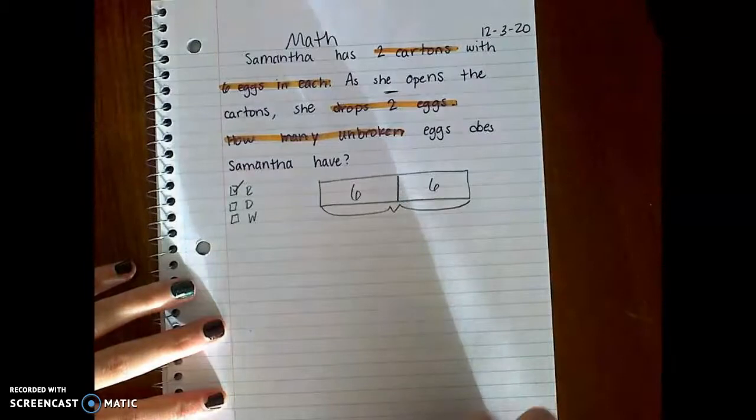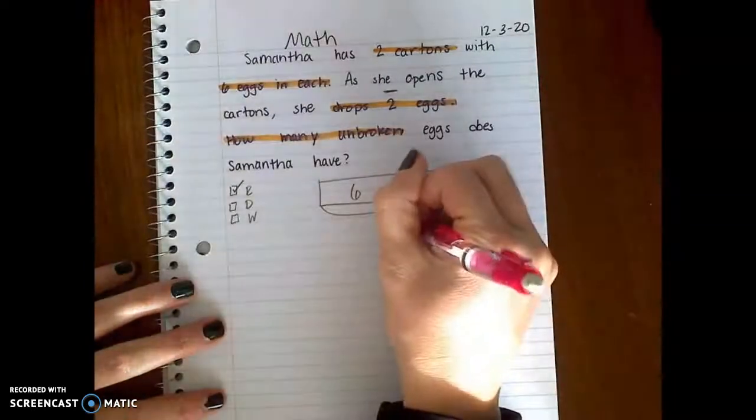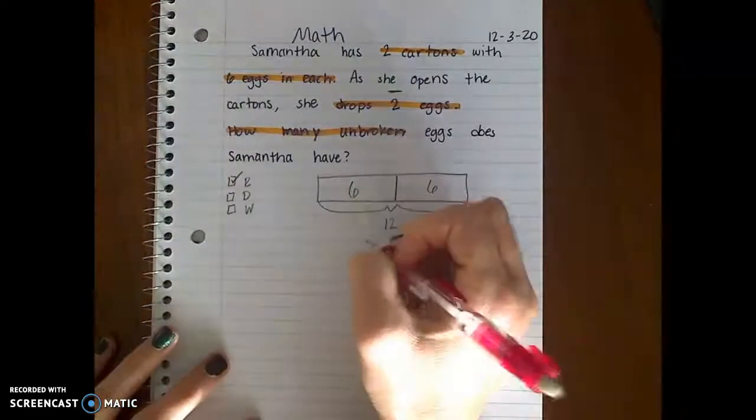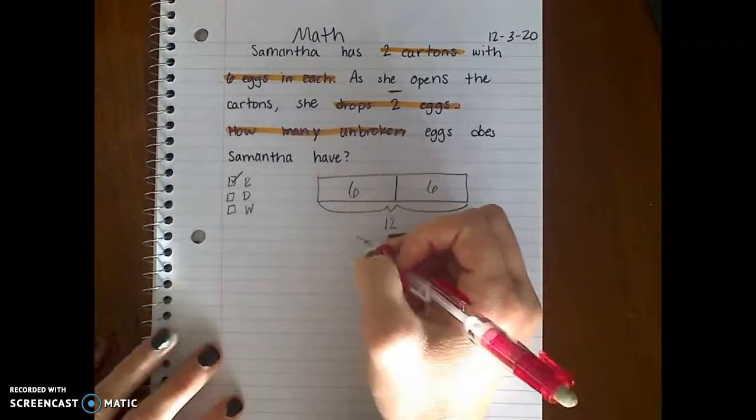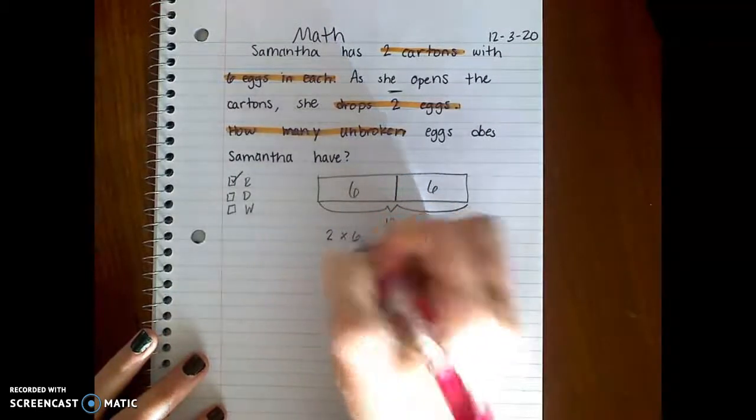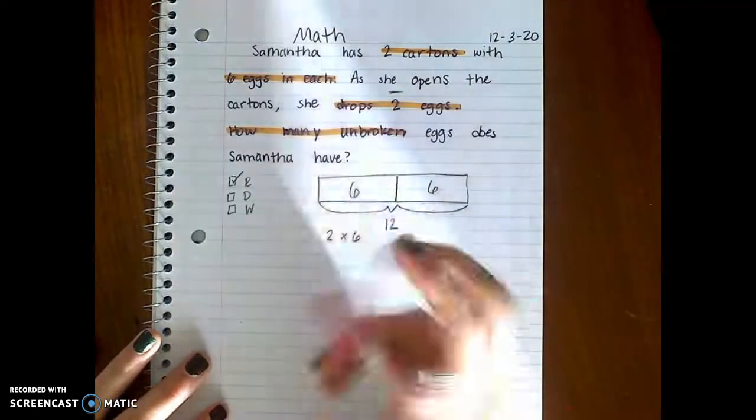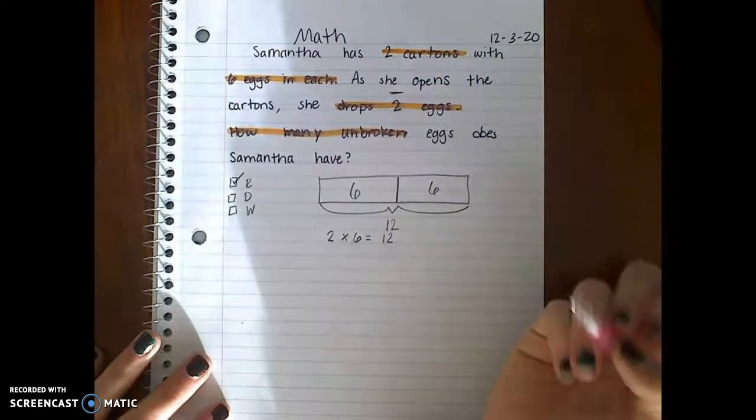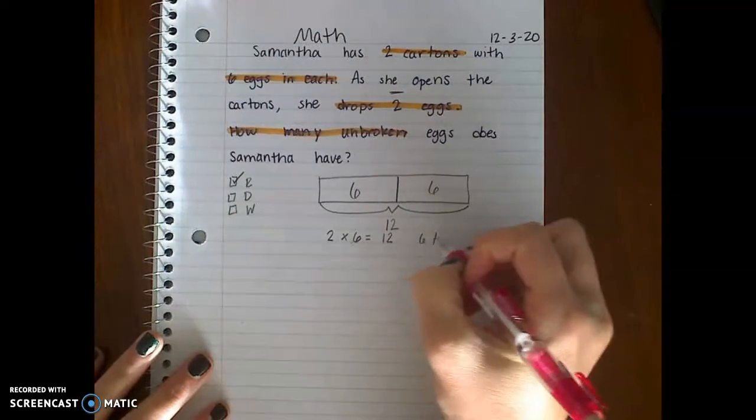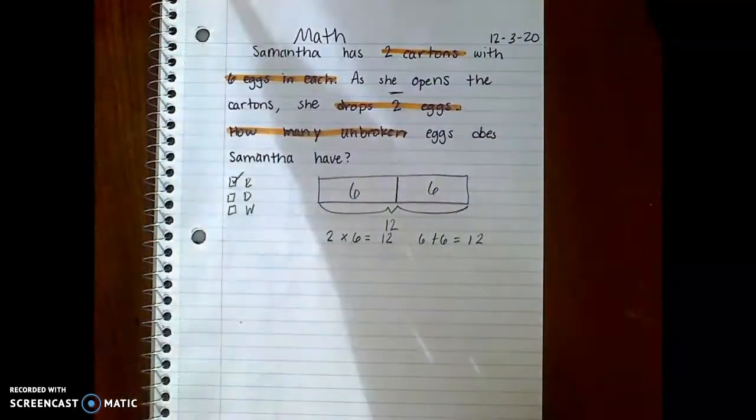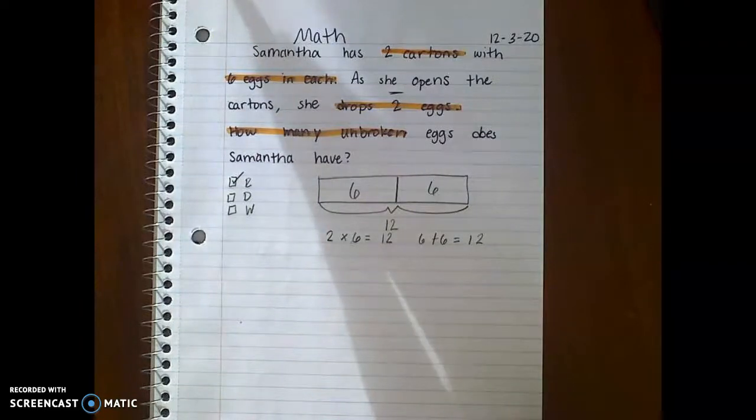And 6 plus 6, everybody? That's right, 12. 6 and 6 is 12. A multiplication problem I can use is 2 groups of 6, because I have 2 groups of 6, equals 12, which is the same as saying 6 plus 6 equals 12. But wait a minute, am I done? No, I only did part 1.